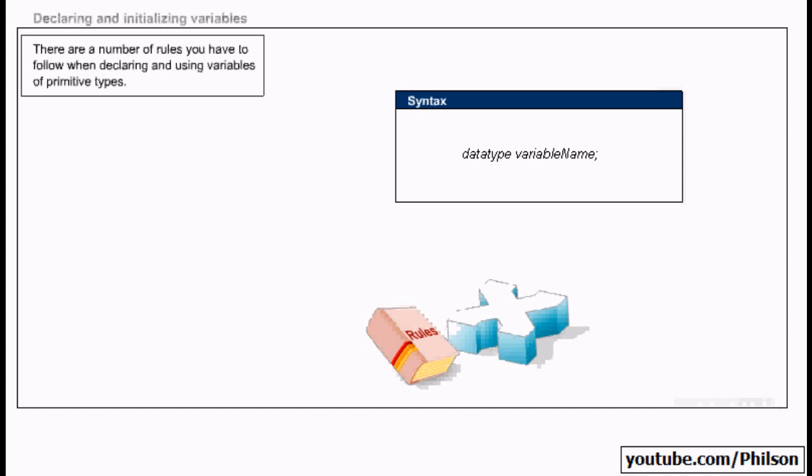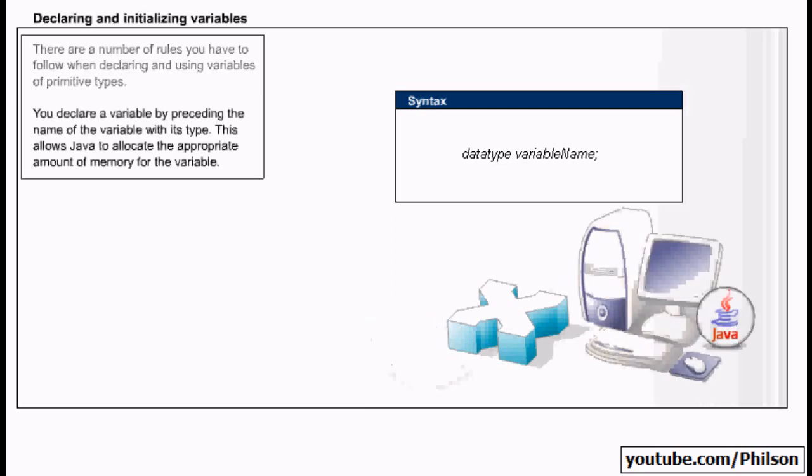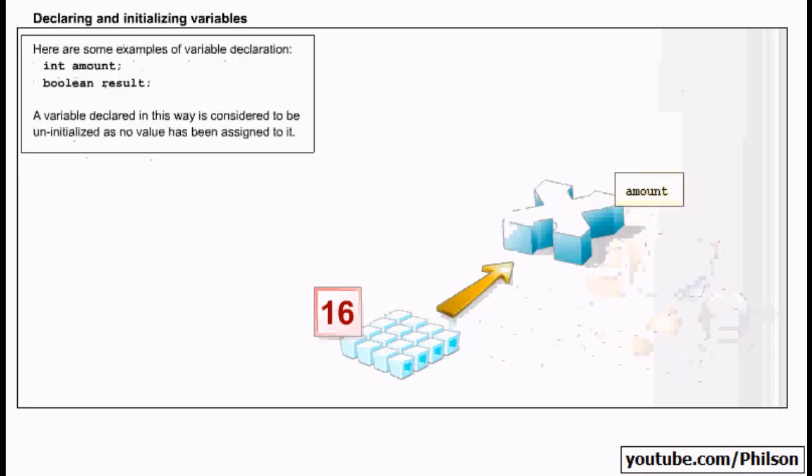There are a number of rules you have to follow when declaring and using variables of primitive types. You declare a variable by preceding the name of the variable with its type. This allows Java to allocate the appropriate amount of memory for the variable. Here are some examples of variable declaration. int amount, boolean result. A variable declared in this way is considered to be uninitialized as no value has been assigned to it.